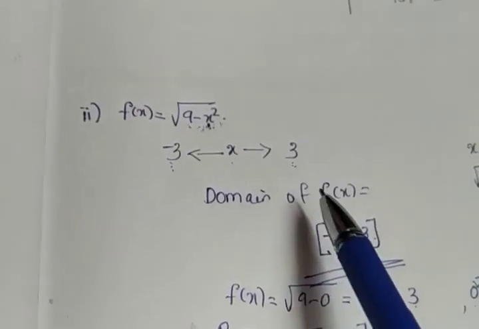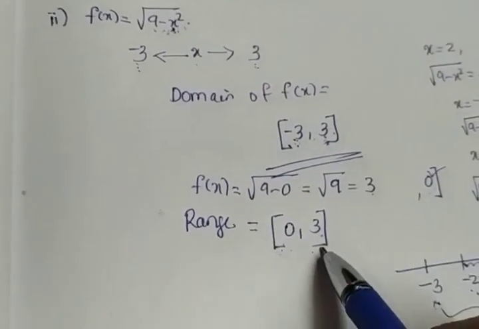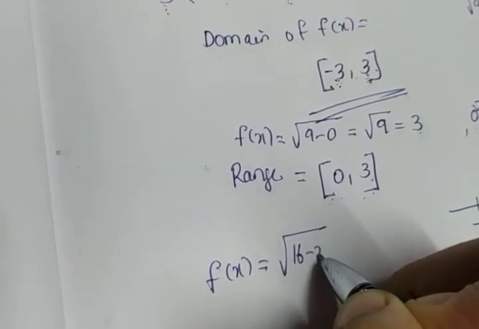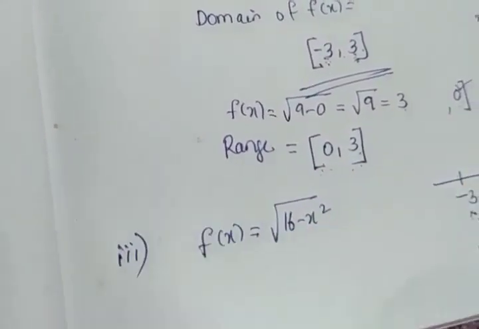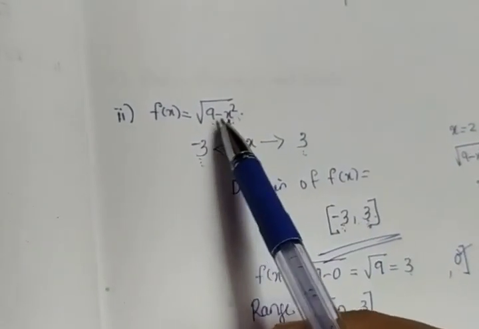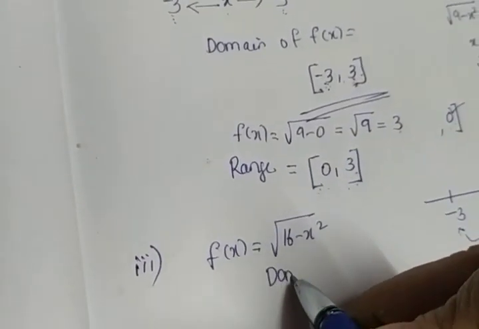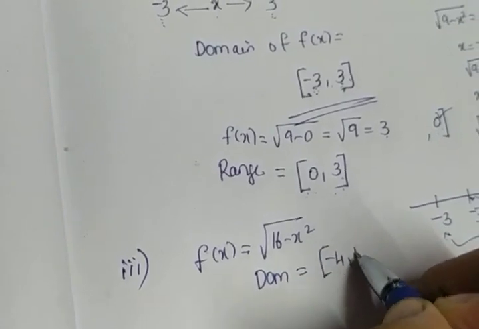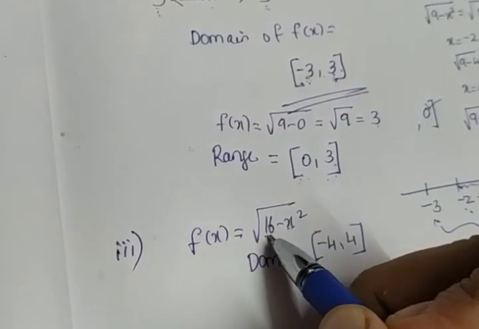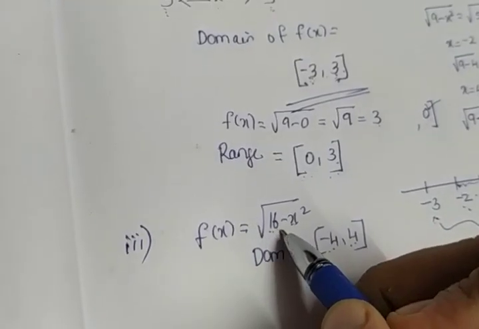So for the function root of 9 minus x square, the domain is minus 3, 3 and the range is 0, 3. Then without calculating, can you say what the domain of square root of 16 minus x square will be? If the question is to find the domain and range of root of 16 minus x square, just compare. When it is 9 minus x square, we got the domain as minus 3, 3. So what will the domain be here? It will be the closed interval minus 4, 4. How did I get that? x square equal to 16, so x equals plus or minus 4. That will be the least value and the biggest value for this function.